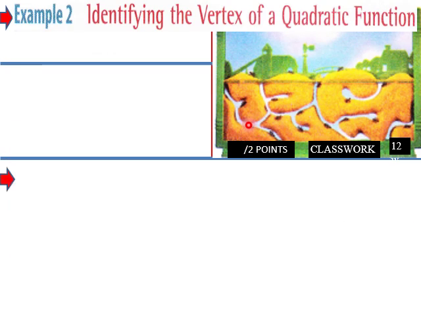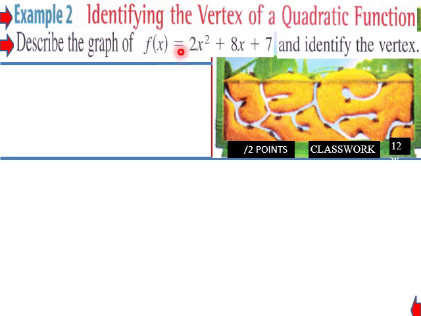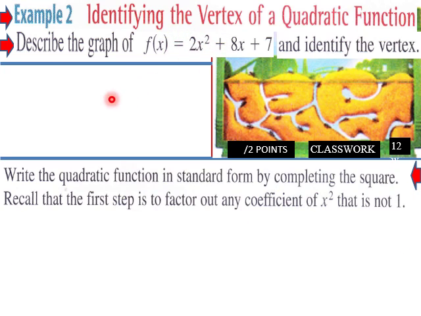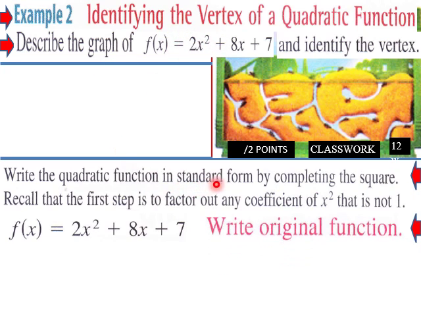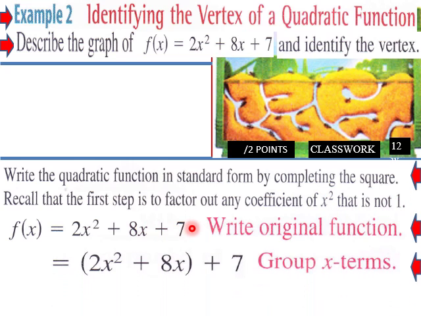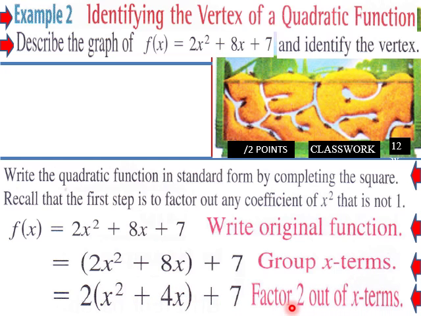Okay, let's get into some of that. Identifying the vertex of a quadratic. Here is our quadratic. Write the quadratic function in standard form by completing the square. Recall that the first step is to factor out any coefficient of x squared that is not 1. So here's our original function, and then group x terms, so 2x squared plus 8x plus 7. That's our first step. Now we're going to factor out a 2. We need to get rid of this 2. So we have 2 times x squared plus 4x, plus 7.